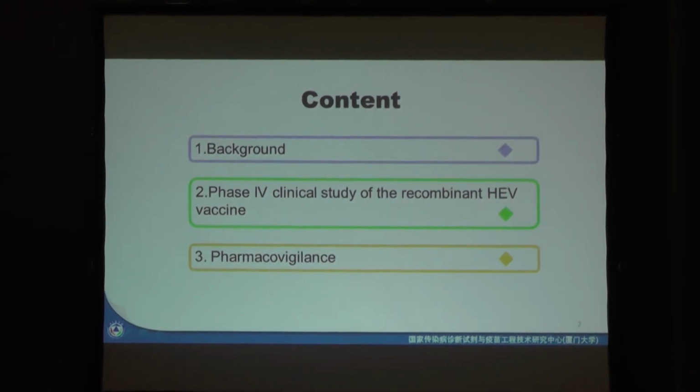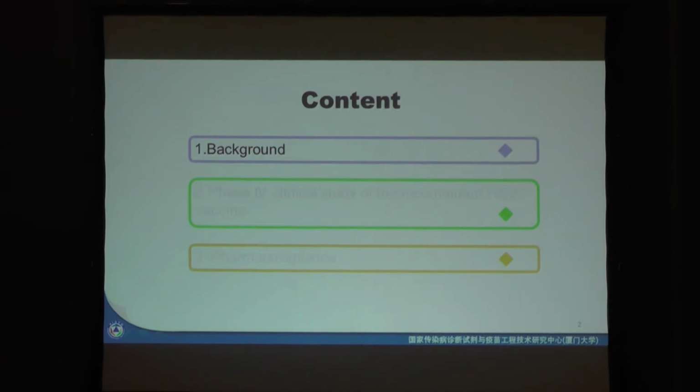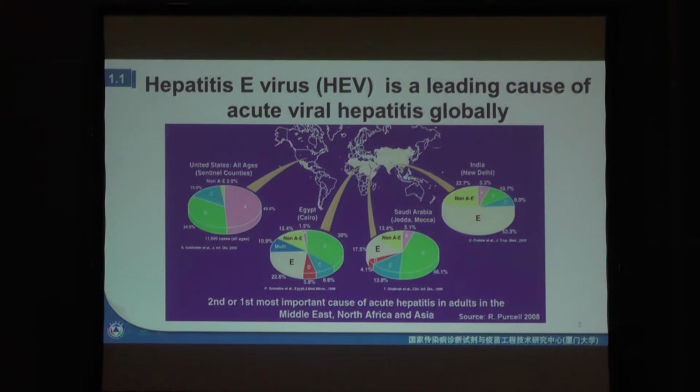So first, I would like to briefly introduce the background of this disease. HEV is the leading cause of acute viral hepatitis globally, especially in Southeast Asia and Africa. It is the second or the first most important cause of acute hepatitis in adults. In Europe, more and more autochthonous hepatitis E cases are now being reported. In the United States, as there is currently no licensed HEV test reagent on the market, clinically they do not test for HEV infection in hepatitis patients, so very few cases were reported.